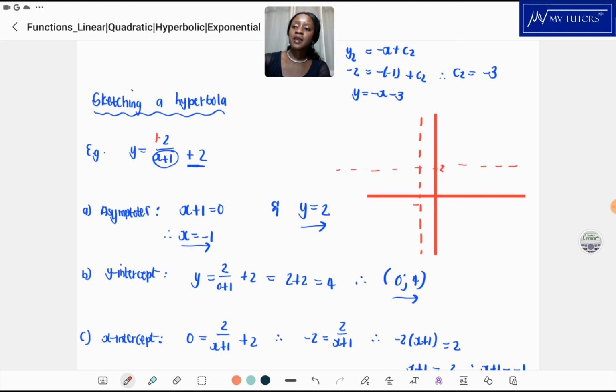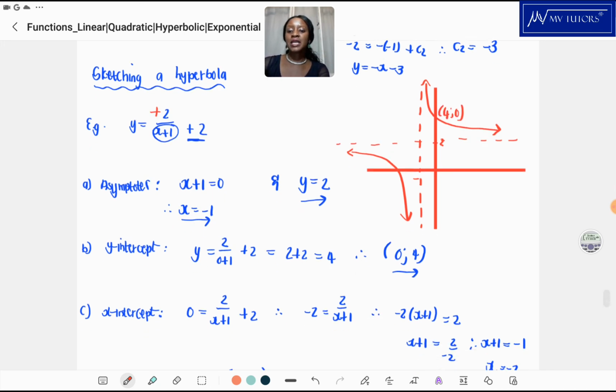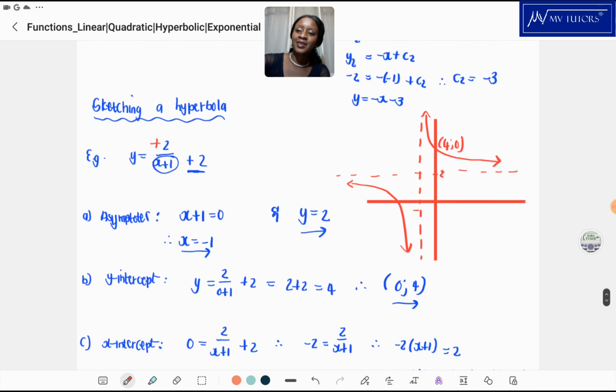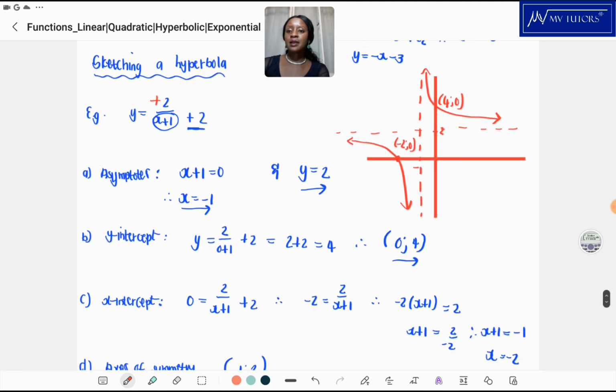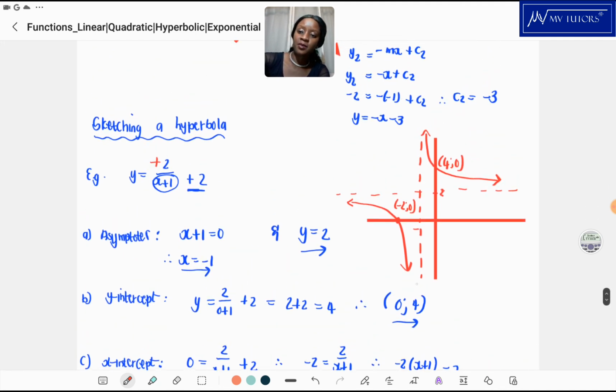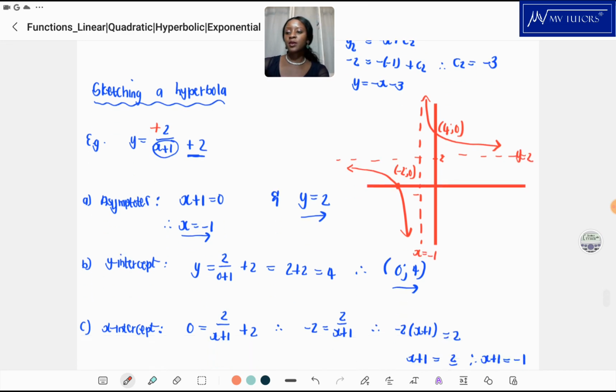And I have a positive a here. So I know that my function is in the third quadrant as well as the first quadrant. And I had worked out that my y-intercept is 4. Yay, it makes sense. And my x-intercept is minus 2. That also makes sense. What else? We need to write this down. So x is equal to negative 1 and y is equal to 2. What else do we know?